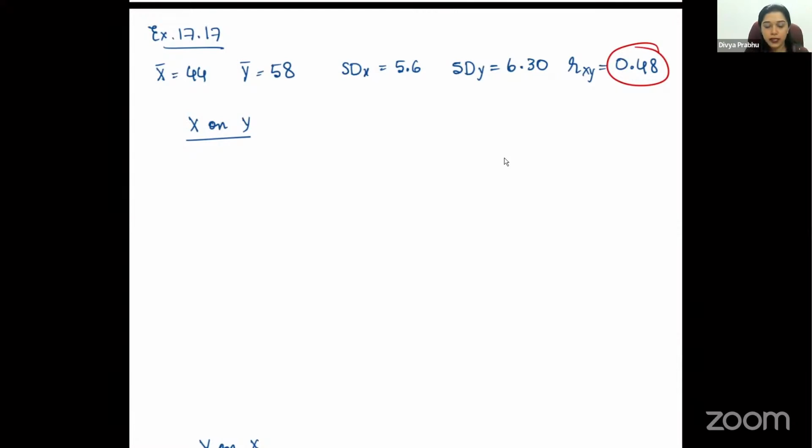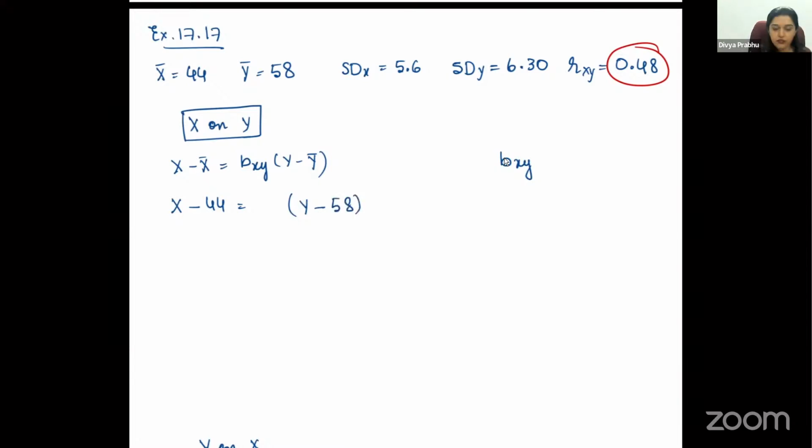Are you all with me? So we'll begin. First of all, we are estimating the value of X when the value of Y is given. So it will be X minus X bar is equal to bxy, because it is X on Y, into Y minus Y bar. So X minus X bar is equal to bxy into Y minus Y bar. X bar is given. Keep X as it is. Minus 44 is equal to bxy. First we have to find bxy into Y minus Y bar. Y bar is also given, which is 58.